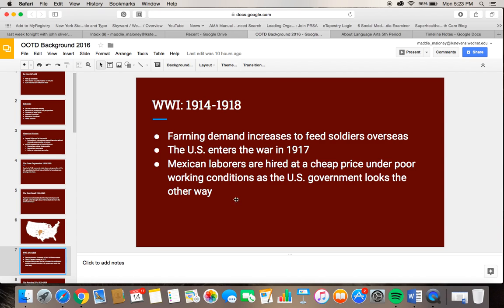We hire some Mexican laborers at a cheap price, and we have them work under poor working conditions. And typically the U.S. has a quota for how many immigrants we're going to let in. But the U.S. government decides to look the other way, and they allow more Mexican immigrants in than they normally would because of this time where we needed more labor. So unfortunately, Mexican laborers are taken advantage of, and they're not treated very fairly.